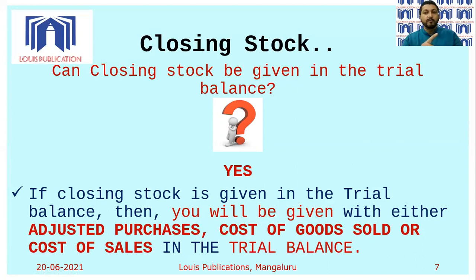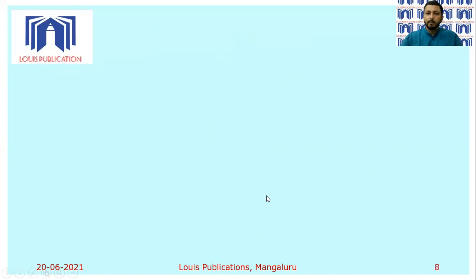We just saw the formula of cost of goods sold: opening stock plus net purchases minus closing stock. So when I say minus closing stock, cost of goods sold excludes closing stock. So closing stock will appear in the trial balance. Similarly with adjusted purchases, similarly with cost of sales, the meaning is the same. It's opening stock plus net purchases minus closing stock. So if these names are given, then closing stock will surely appear in the trial balance.